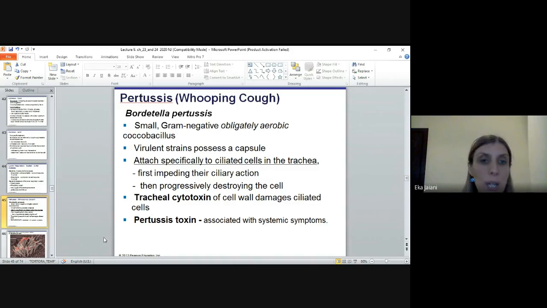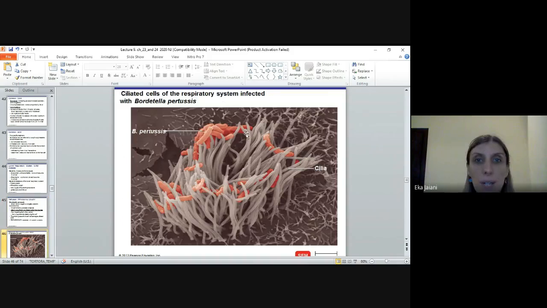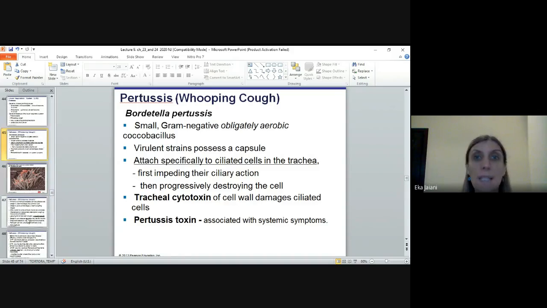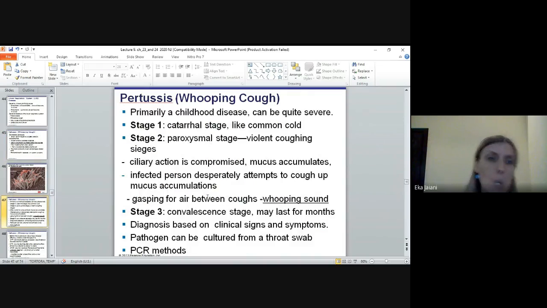It attaches to the ciliary epithelium, produces toxins and blocks the action of the ciliary epithelium. It has many toxins, but two are mentioned here: tracheal toxin damages the ciliary epithelium. We have pertussis toxin that has a systemic effect. It moves to the blood and we feel bad. It has a systemic influence.